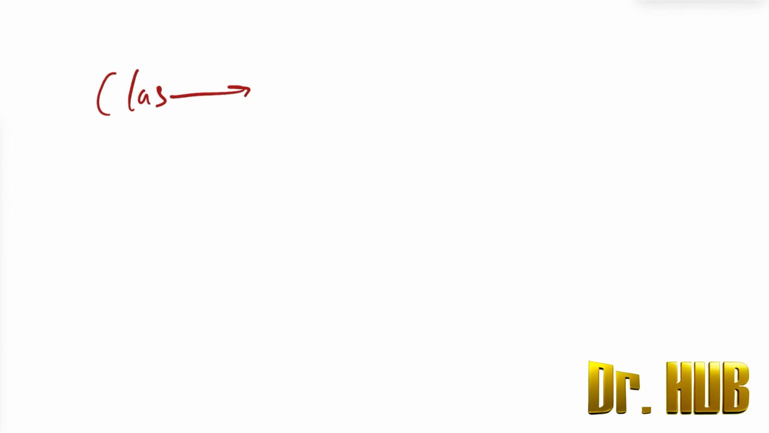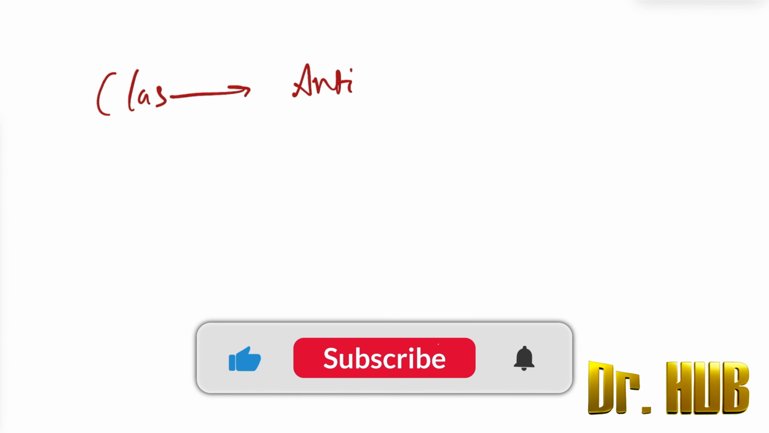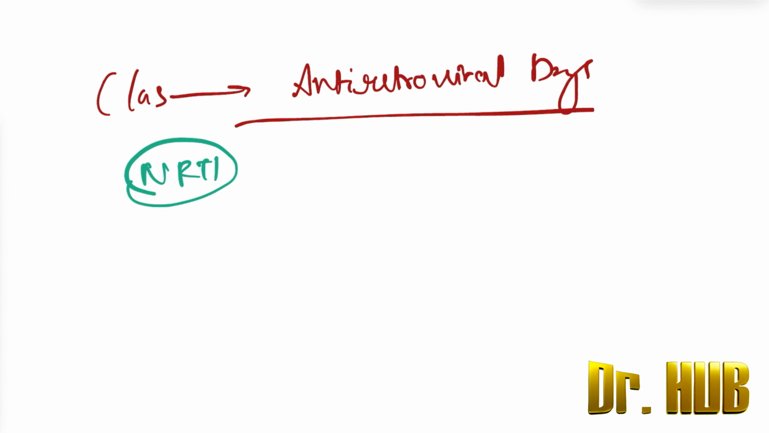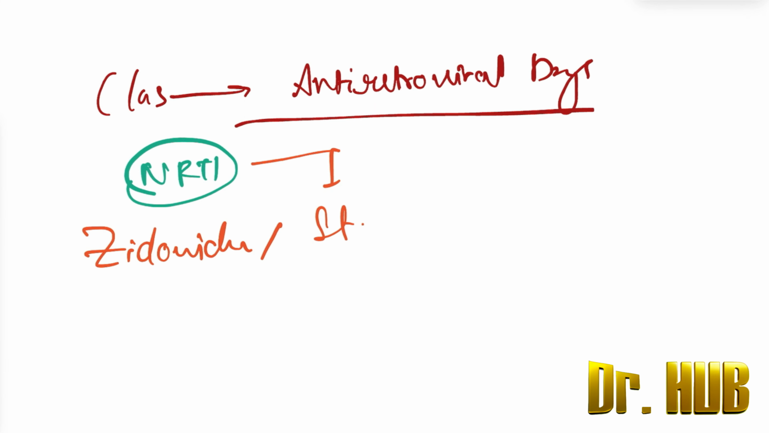The classification of the antiretroviral drugs. Antiretroviral drugs, so what does this include? The first class we see is the NRTI. What is meant by NRTI? NRTI stands for the nucleoside reverse transcriptase inhibitors. So what are the drugs in this case? The drugs in this case include zidovudine, then stavudine and lamivudine.